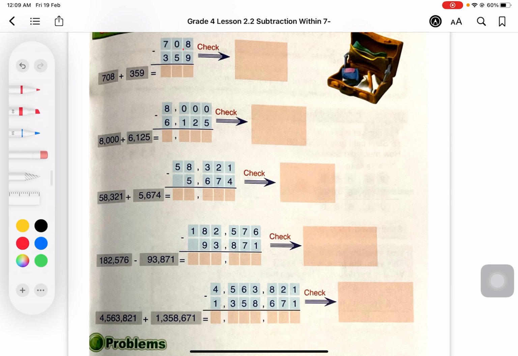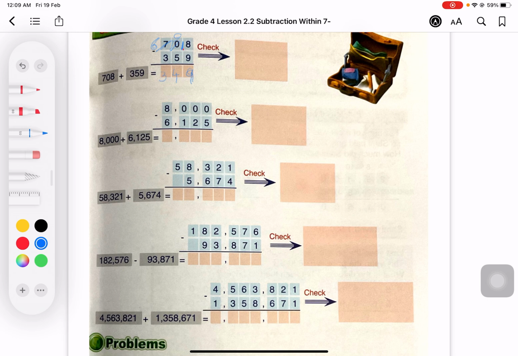Let us clear again. You will take from the 7. The 7 will be 6. And this will become 10, then it will give 1, it will become 9, and this will become 18. 18 minus 9, the answer is 9. 9 minus 5, it's 4. Then 6 minus 3 is 3.